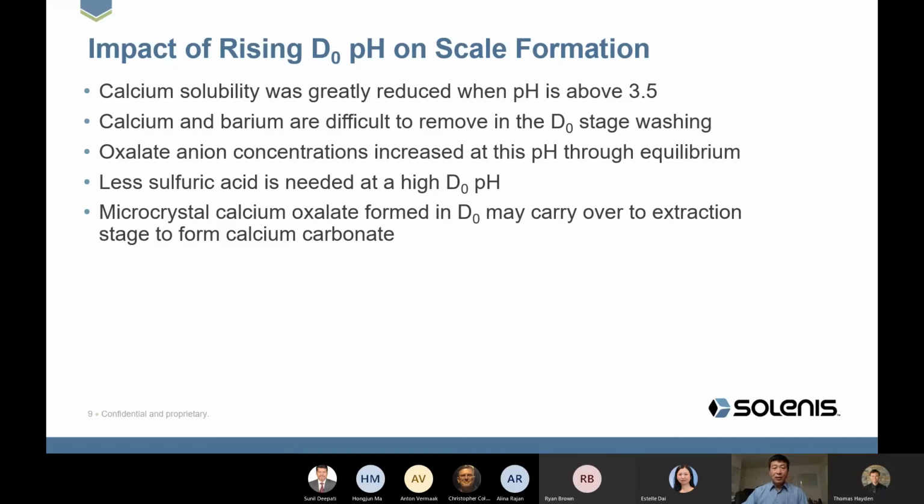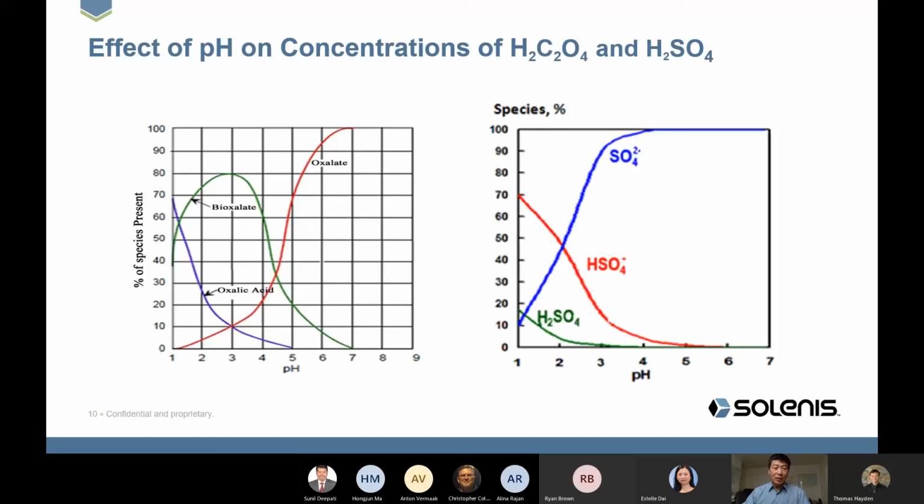So if we increase pH to a higher level, you're going to need less sulfuric acid. So the sulfate ion is going to be less. At that point, the higher pH is going to form less barium sulfate. Some microcrystal calcium oxalate, if not deposited, because the particle size is too small, may carry over to the extraction stage, then convert to calcium carbonate. So this is how pH changes the scale components.